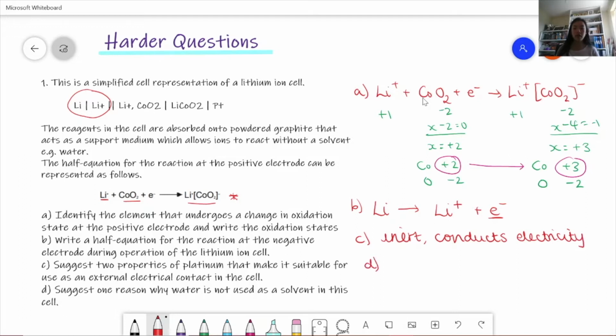And then for D, suggest one reason why water is not used as a solvent in this cell. Water actually reacts with lithium and it forms lithium hydroxide, and that's the reason why.